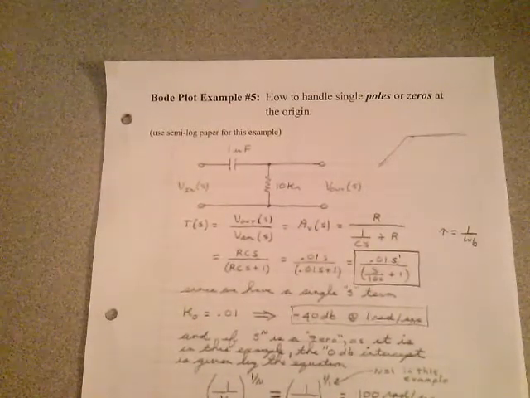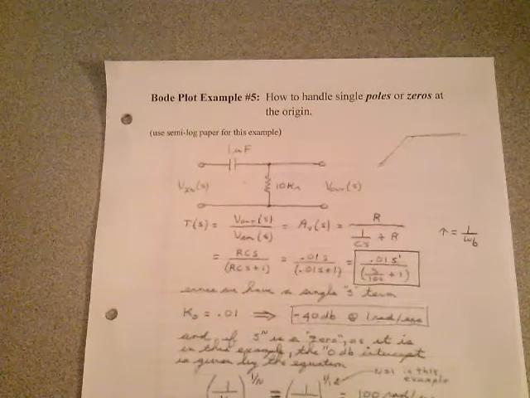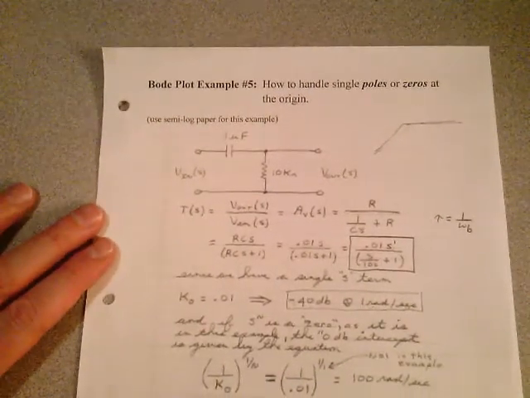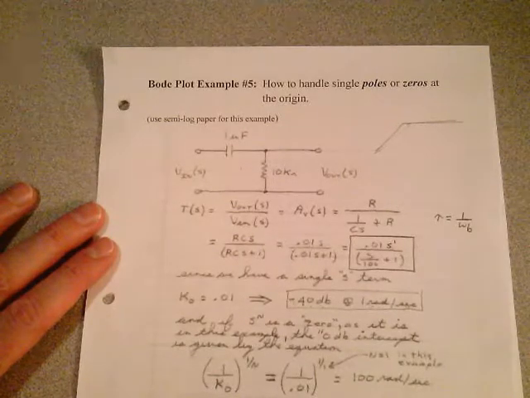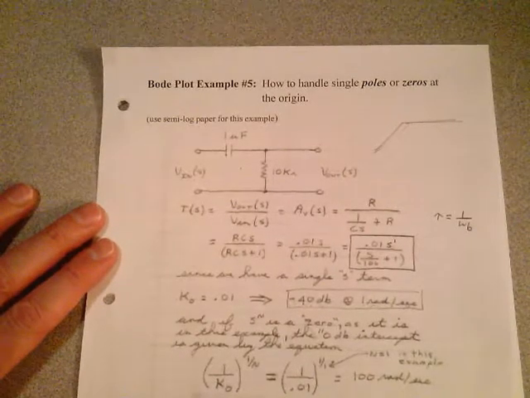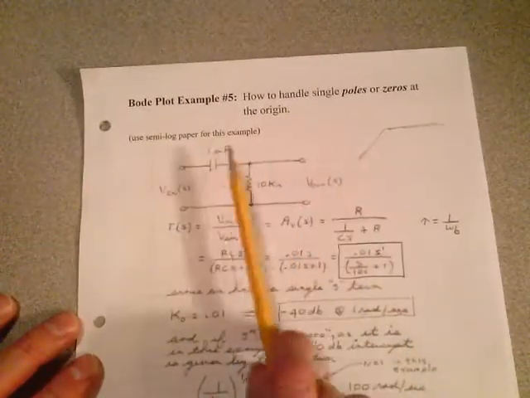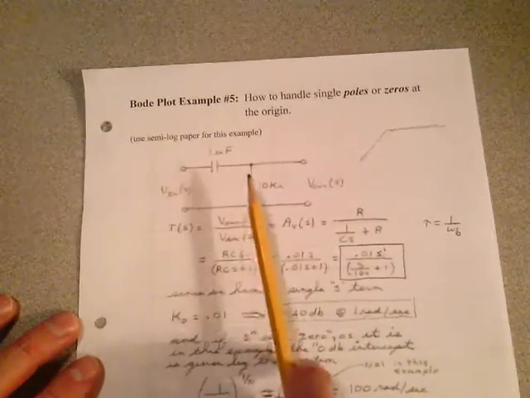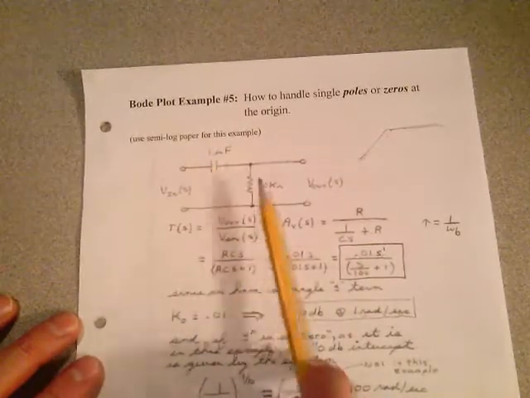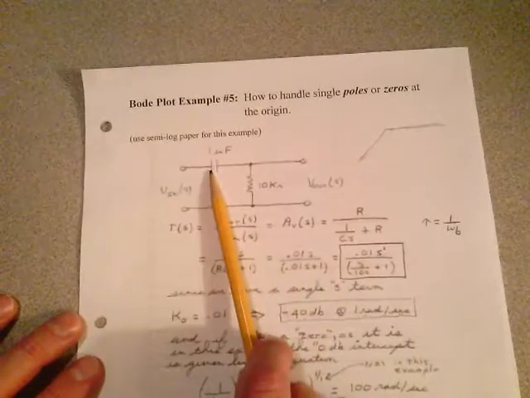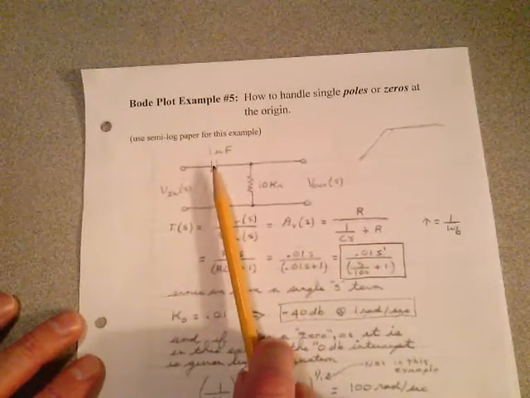Let's go back and take a look at how to handle single poles or zeros that are at the origin. Take a look at example number 5 on page 211. You're going to see a simple passive filter up here. Notice we put the capacitor up here, we put the resistor down here. That makes a huge difference where that capacitor goes. If the capacitor's up here, it's going to lead to a single S term in the numerator, and you'll see why in a minute.